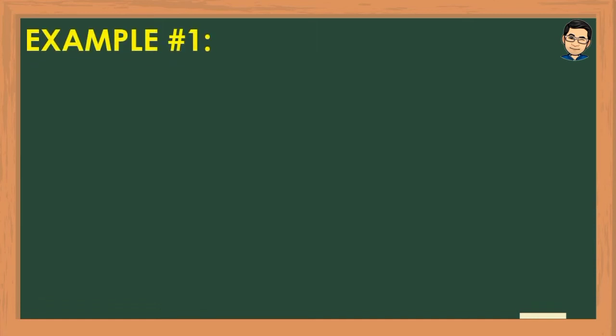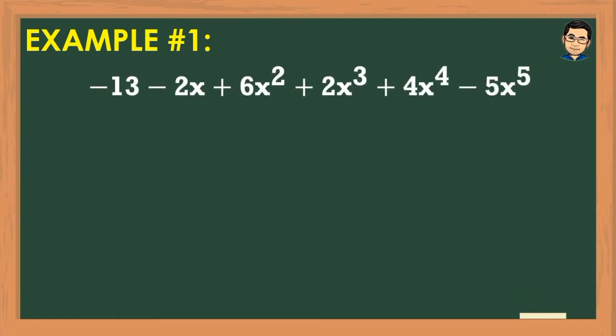So, example number 1 para mas maintindihan yung sinabi ko kanina. Negative 13 minus 2x plus 6x squared plus 2x cubed plus 4x to the 4th power minus 5x to the 5th power. Again, to write a polynomial in standard form, kailangan po yung mga terms naka-arrange in decreasing powers, pababa. Okay, as you can see, yung mga terms ng powers po natin is increasing.